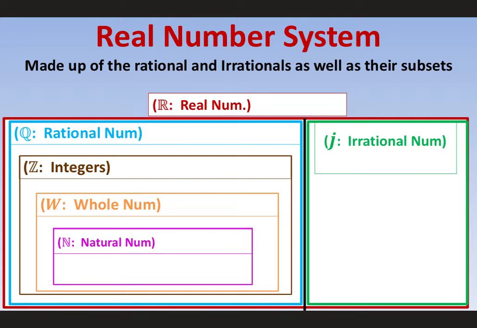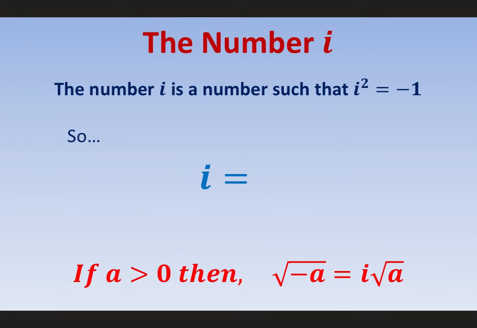Imaginary numbers and complex numbers are things dealing with I. And so let's get back in. So the number I is a number such that when we square it, it equals -1. So with a little bit of simple math, if I squared equals -1, then that means that I alone is equal to the square root of -1.